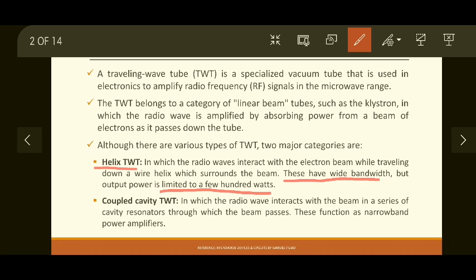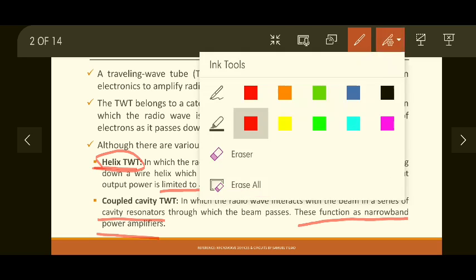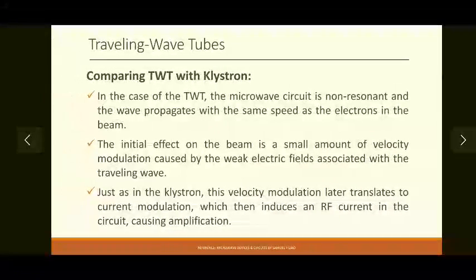The second type, which we are not going to focus on, is a coupled cavity TWT, in which instead of a coil or helical structure, we will use cavity resonators, and these cavity resonators will be coupled just like what we have seen previously in the other microwave devices. Okay, these coupled cavities function as narrow band power amplifiers. These are preferred in power amplification rather than normal amplification. So let's not get into detail of coupled cavity because our focus is on helix TWT.